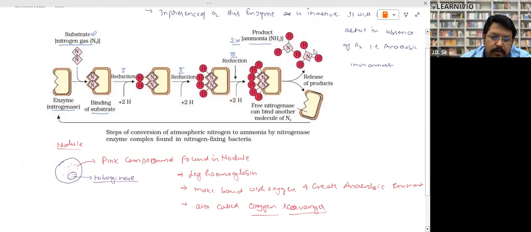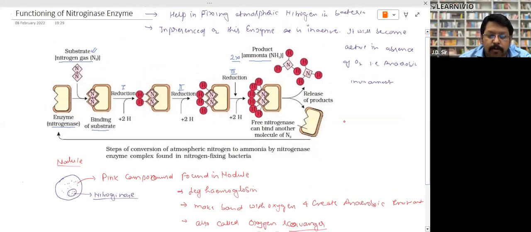So look, what happened? This enzyme, nitrogenase enzyme, becomes active in absence of oxygen. Leg hemoglobin provided an anaerobic environment. Enzyme combined with substrate nitrogen. So it takes the nitrogen from the environment and makes a bond with nitrogen. Then two hydrogen come and reduction reaction takes place. Again, second time reduction takes place, two more hydrogen come. Again, third time reduction takes place, two more hydrogen come. And then the enzyme gets separated and formation of two ammonia molecules takes place, right? That is the function of nitrogenase enzyme.